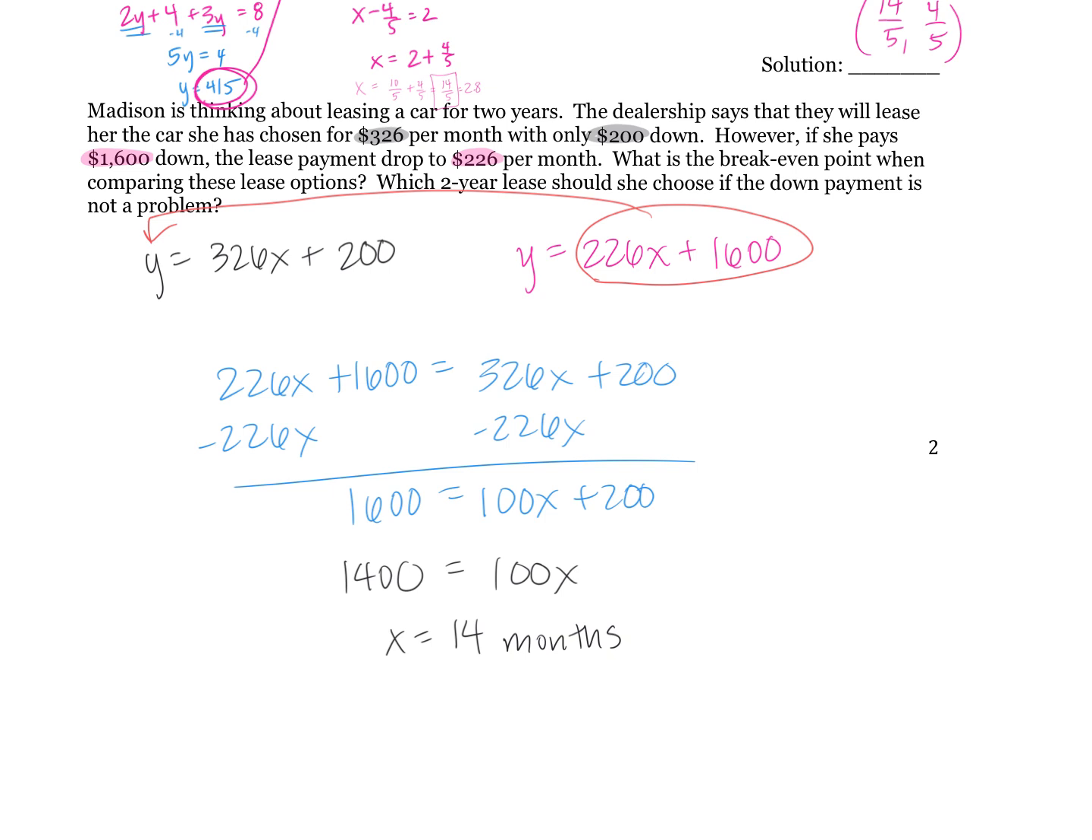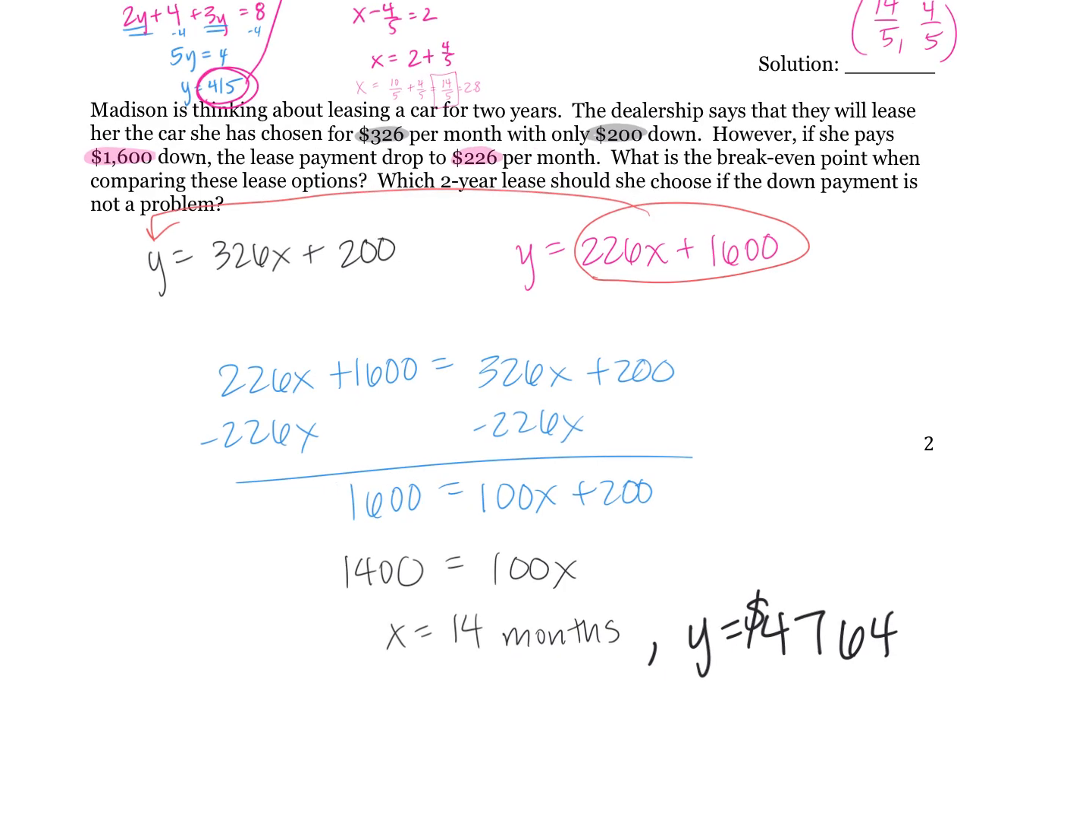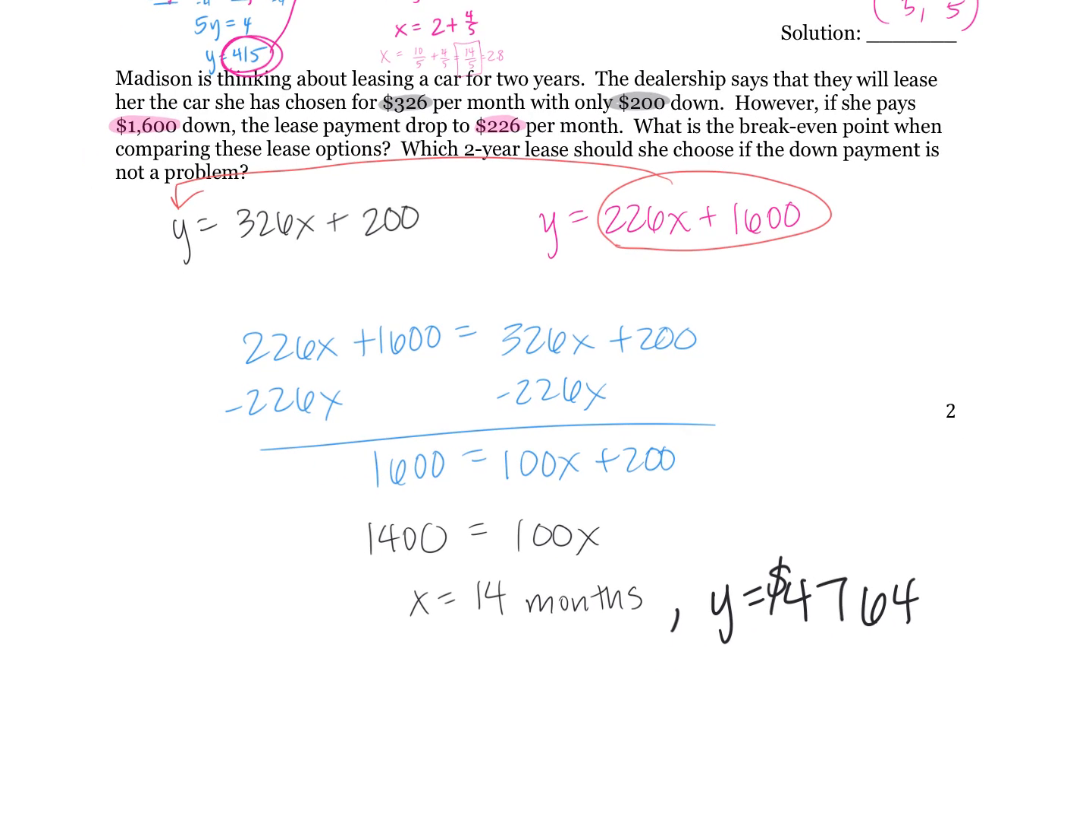Okay, so in 14 months, you will have spent $4,764 on this car. She wants a 2-year lease. At 14 months, no matter which option you go with, you will have paid $4,764. Her lease is 2 years. How would you answer the question?